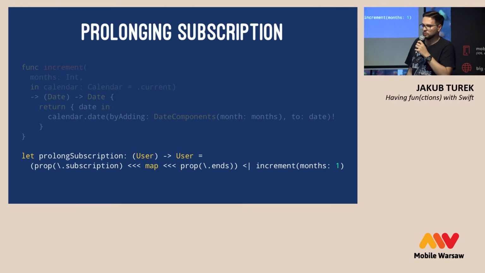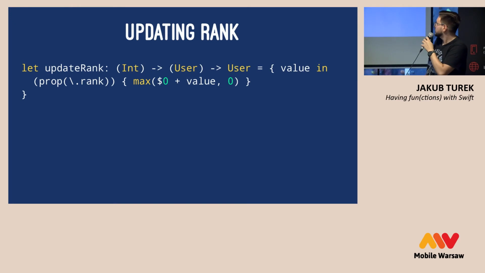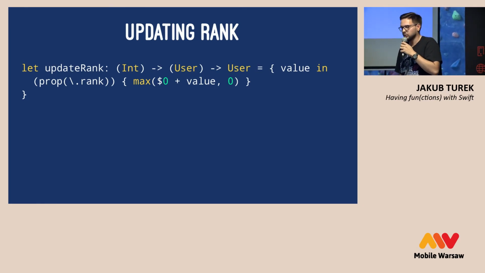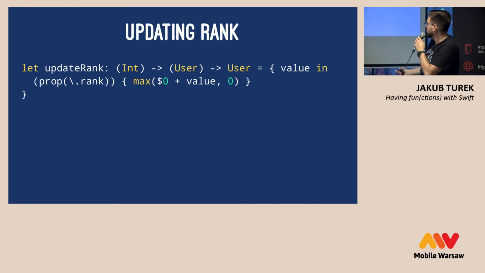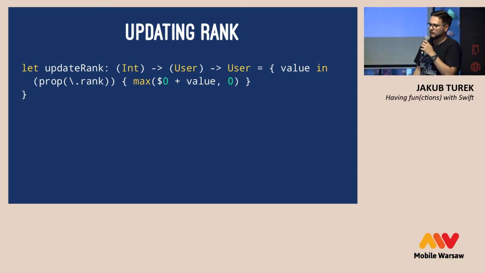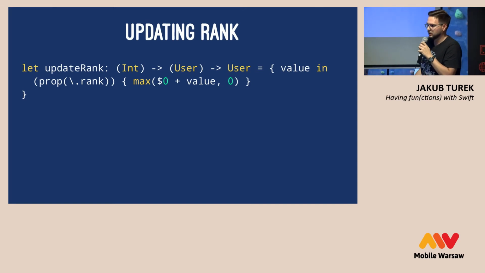So we know how to prolong the subscription, so let's finally update the rank. Let's compose another function that, given a rank change, can give us a way to transform one user into another user. So it's just our functional setter on the rank property. And in here, we basically are covered if the value that we want to increment the rank with is negative, we will never go under 0. So this is why the max is there. And we have a function which can, once again, transform one user into another user.